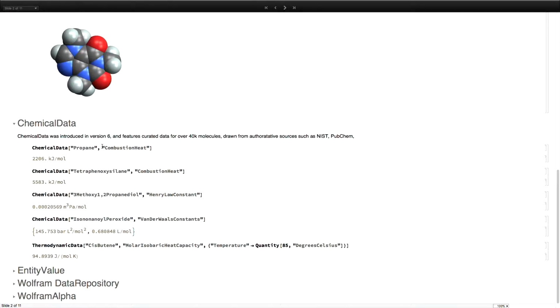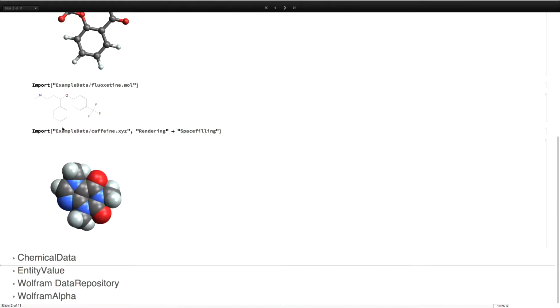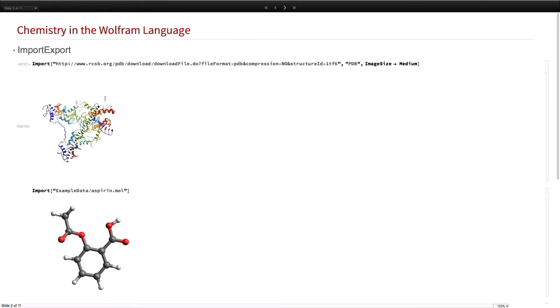So next we have chemical data, which was introduced in version 6. And chemical data allows you to query for properties of the thousands of chemicals in the knowledge base. This data has been curated from sources such as NIST or PubChem or ChemSpider. And it's got lots of experimental properties. So I can ask for the combustion heat of propane. I can ask for Henry's law constant, isobaric heat capacity at a particular temperature using thermodynamic data. And so chemical data has been around for a while, and it was vastly expanded in version 10.